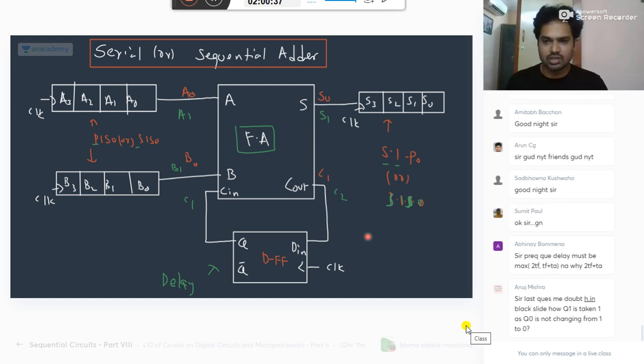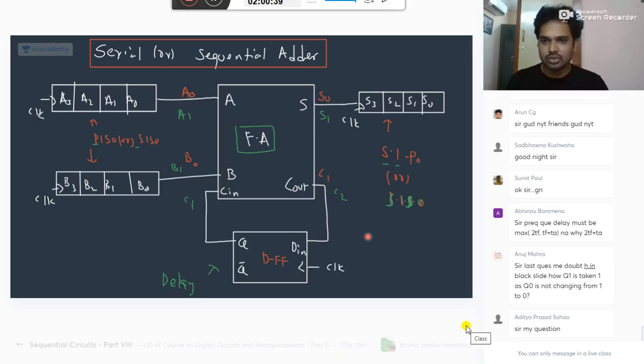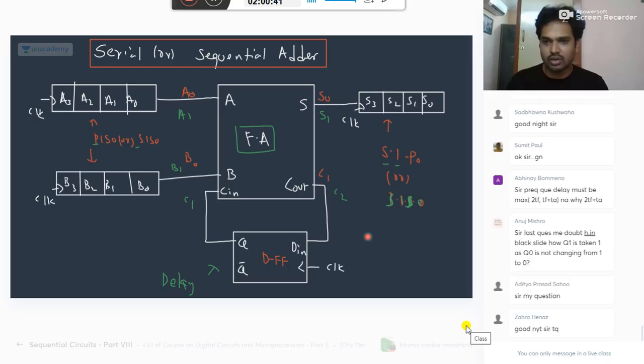Aditya, you attached something, you can ask me. So just wait, all your questions will be answered. One by one you ask. First question is Abhinay. Abhinay, please, let's see. Sir, delay must be 2 TF.